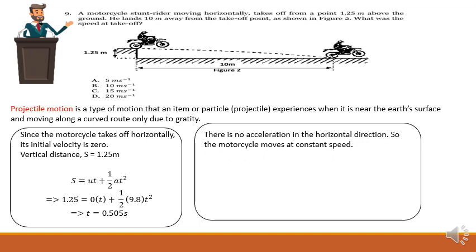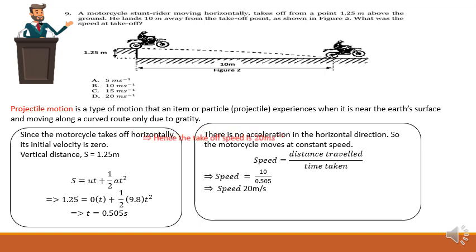There is no acceleration in the horizontal direction, so the motorcycle moves with constant speed, and the speed is given by the distance traveled divided by time taken. The distance is 10 meters in the horizontal, and he also takes an equal time to travel horizontally, which is 0.505 seconds. And finally, therefore, we have the speed of 20 meters per second. Takeoff speed is 20 meters per second. Option Z is correct.